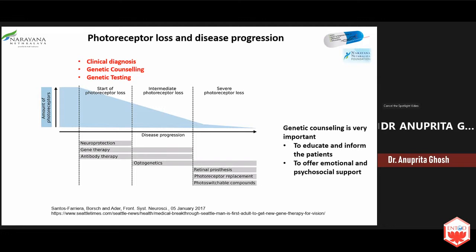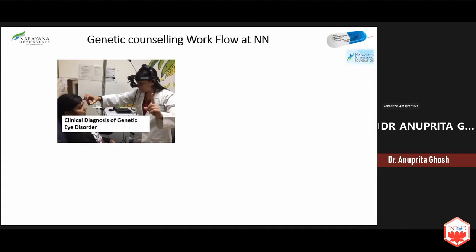It's a point that gets discussed in genetic counseling, and of course as the disease progresses, it's going to be more depressing for the patients, and that's where the emotional and psychosocial care becomes very important. All right, so this is the workflow at NN.